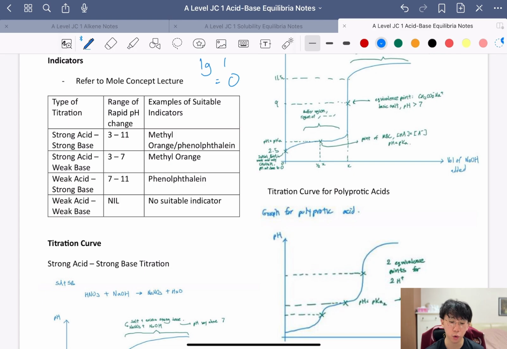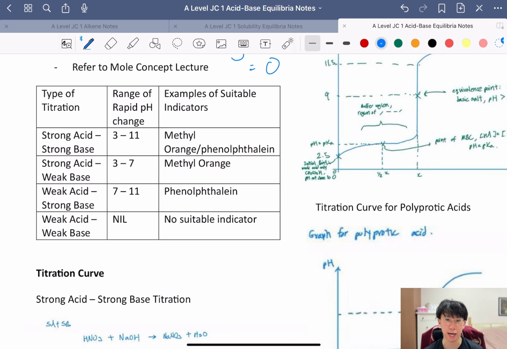But for a quick guide, for your different types of titrations involved for acid and bases, when you're using a strong acid to a strong base, you can use either methyl orange or phenolphthalein. For a strong acid to a weak base, I would just advise you memorize and use methyl orange. And for a weak acid to a strong base, you use phenolphthalein. And for a weak acid to weak base, you don't really need to know, but there's actually no range of rapid pH change, so therefore there's no suitable indicator.